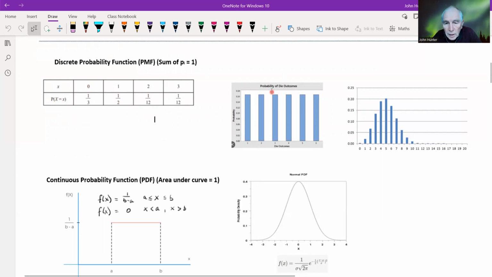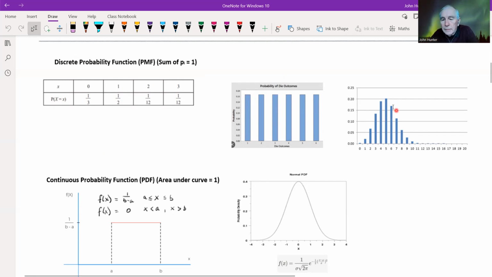Here's another one. If we roll a fair dice, then there are 6 values and they all have equal probabilities, and that probability is 1/6, which is shown there.